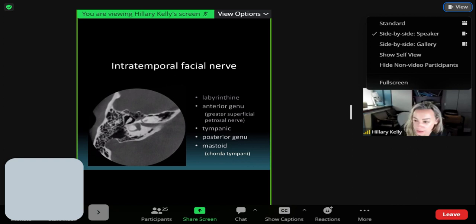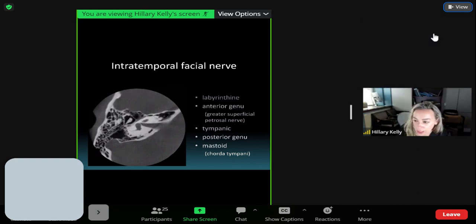Let's see if we can see it as it goes off. At the genu, you have this little gap in the bone where the greater superficial petrosal nerve comes off, and the reason we care about that is because the greater superficial petrosal nerve joins the deep petrosal nerve to form the vidian nerve. As we get into more advanced temporal bone and skull base imaging, we're going to care about that because that's a route of spread of head and neck cancer.